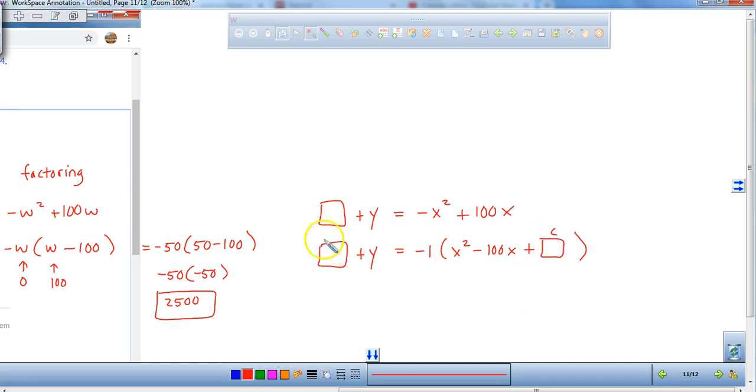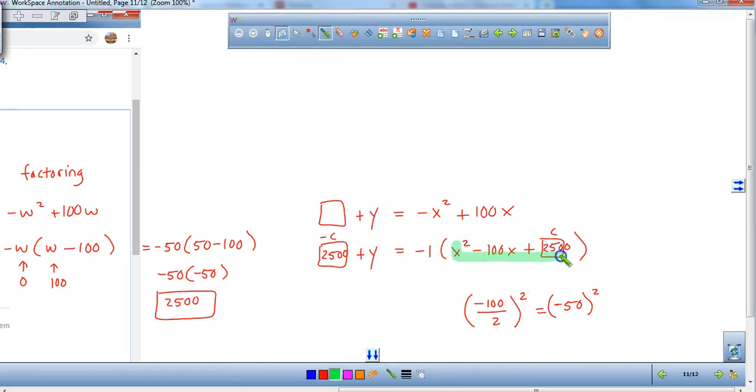My c value here is actually going to end up becoming negative c, because negative 1 times c is negative c. So what is half of 100? Half of a negative 100 is negative 50. And what is negative 50 squared? Negative 50 squared is 2500. So I'm going to put 2500 here, and I'm going to put 2500 here.